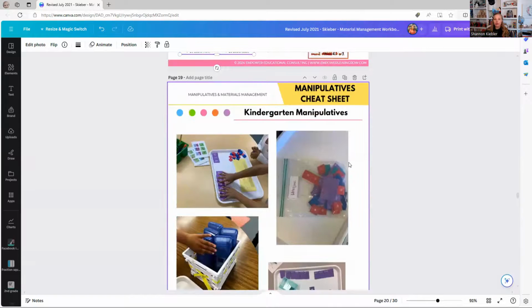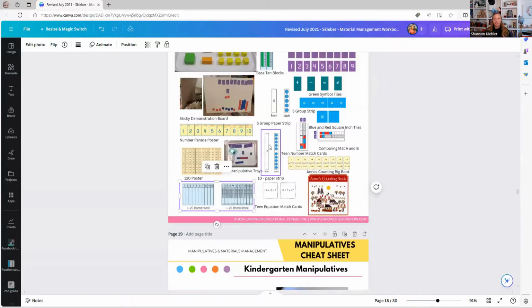And it is something that grows into these 10 strips that are going to be used in first grade and second grade and beyond. It's 2 5 groups. It's vertical on purpose. It mimics the 120 poster, which is also vertical. And then the back side of the strip has a 10 on it.